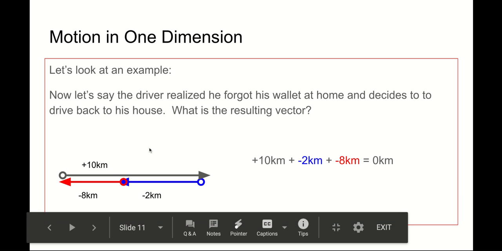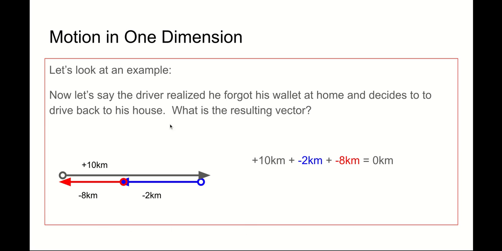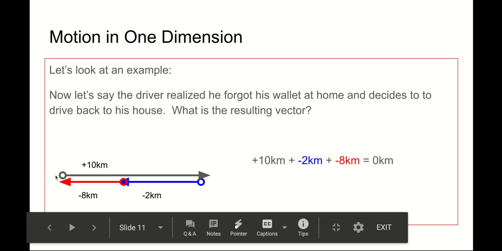Let's add more to that example. Now, let's say where we ended up at that burger joint, the driver realized he forgot his wallet at home and decides to drive back to his house, which was the origin. So I added another vector here in red, that -8 kilometers that he had to drive back to his house. So we had the positive 10 kilometers plus -2 kilometers plus -8 kilometers. His displacement was 0 because he ended up at home where he started.